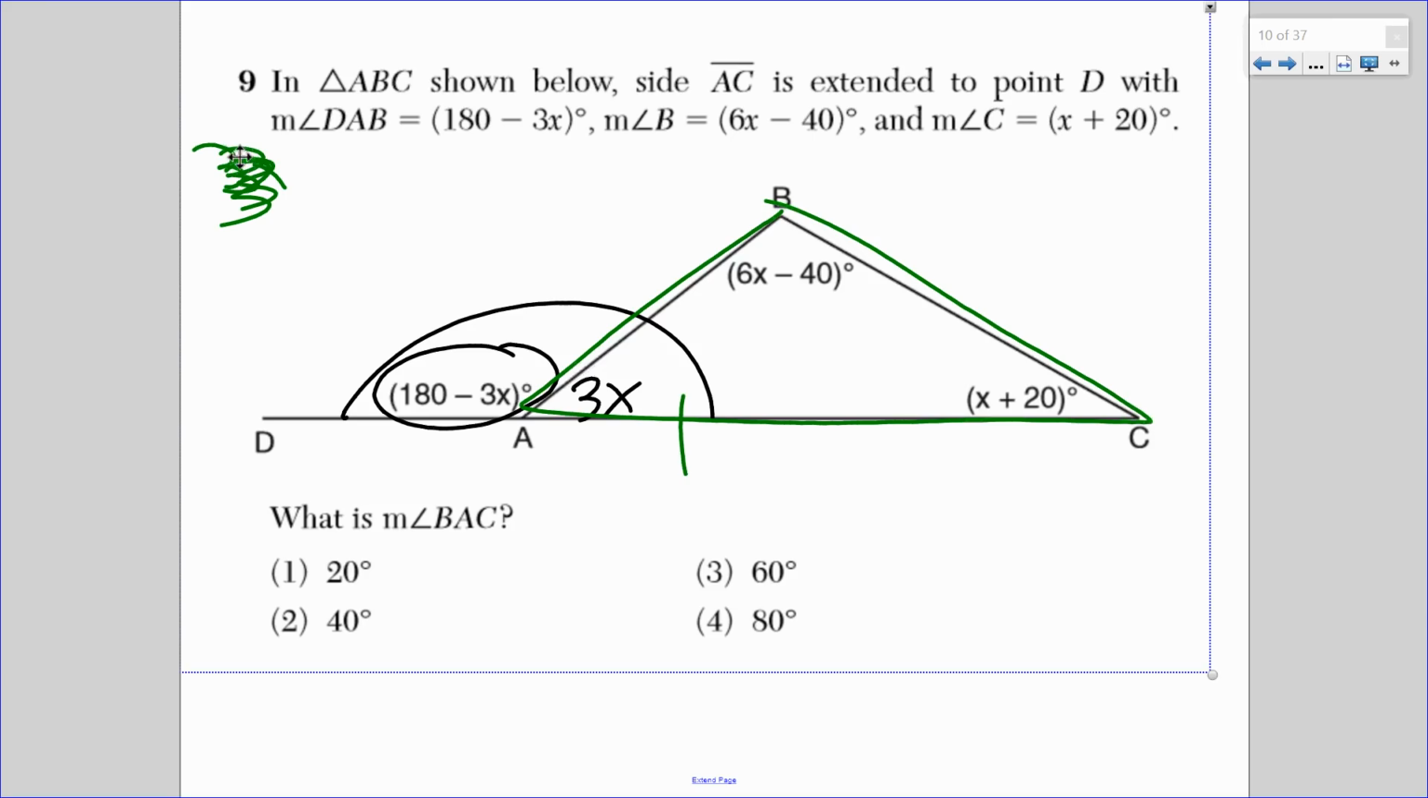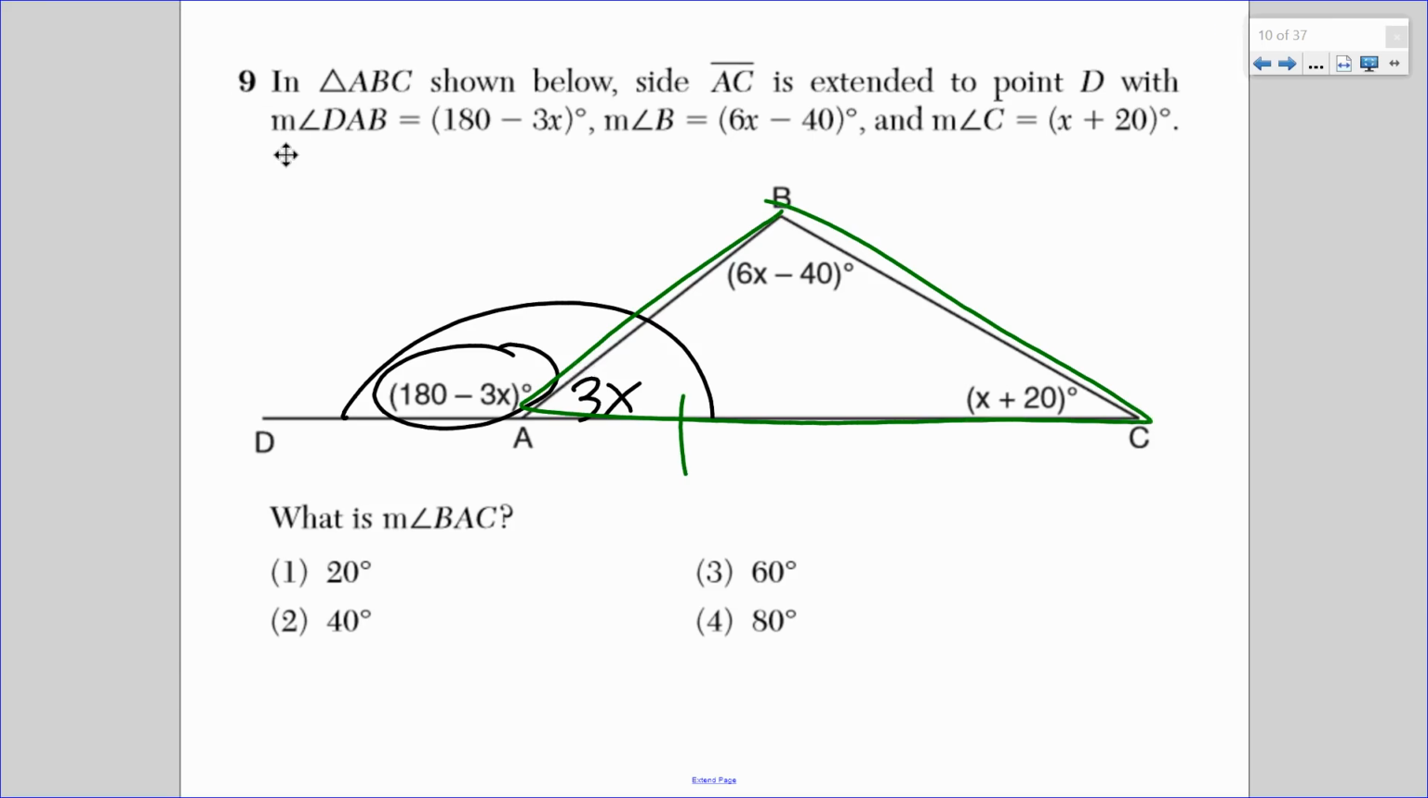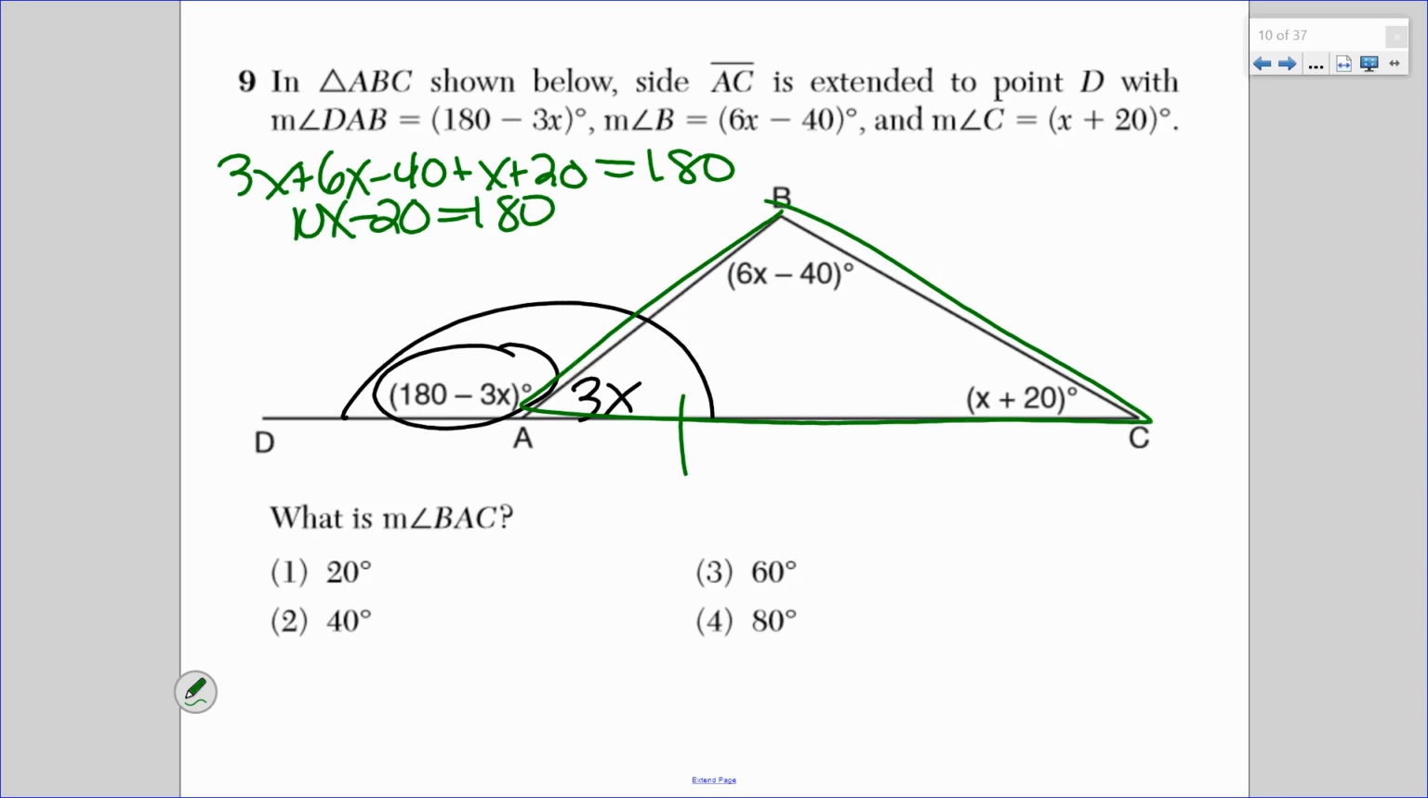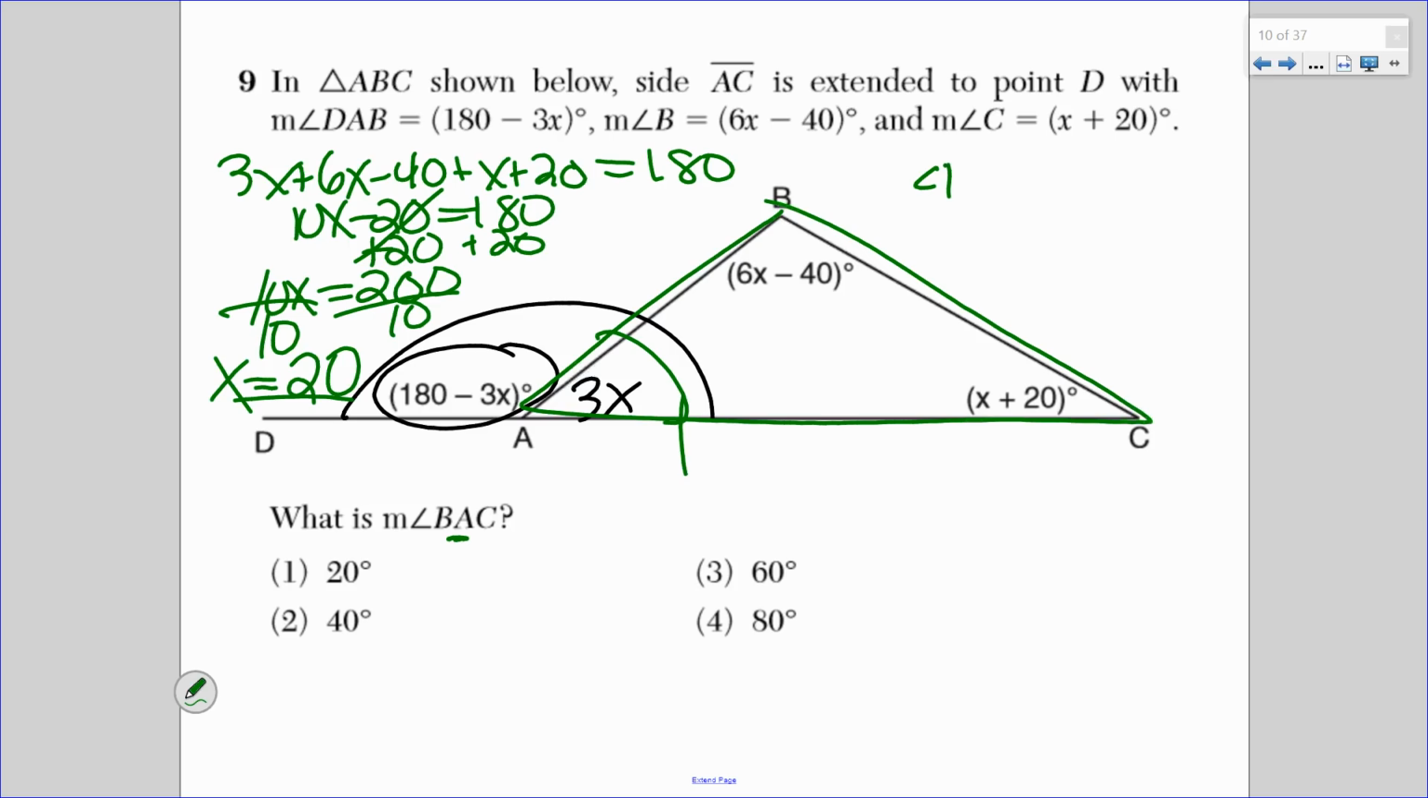So, well, there's only 3x plus 6x minus 40 plus x plus 20 equals 180. I do the algebra, I get 10x minus 20 equals 180, 10x equals 200. You folks, you too who have been hit already, could become a math teacher someday. X is 20. Angle BAC, the vertex is A, angle BAC is 3x, 3 times 20 is 60.